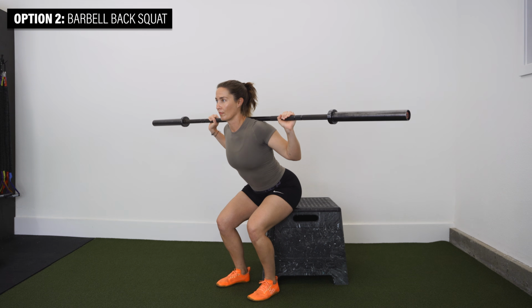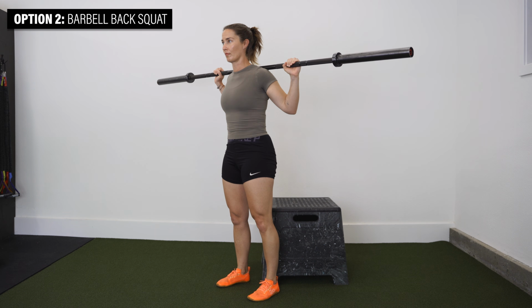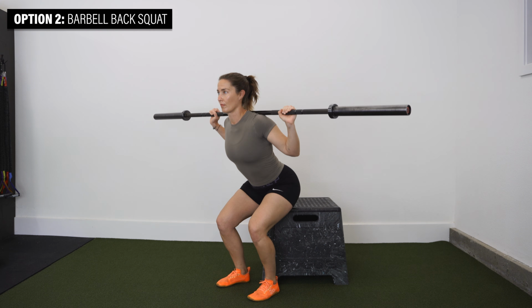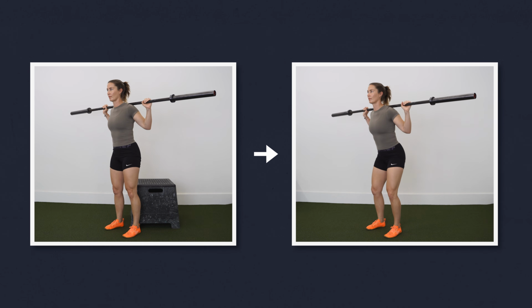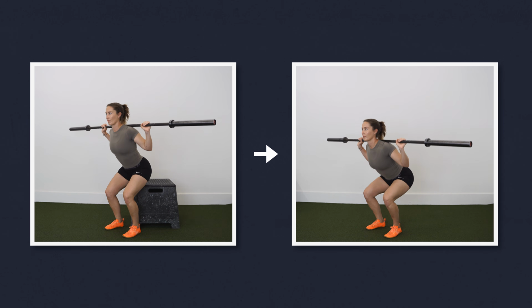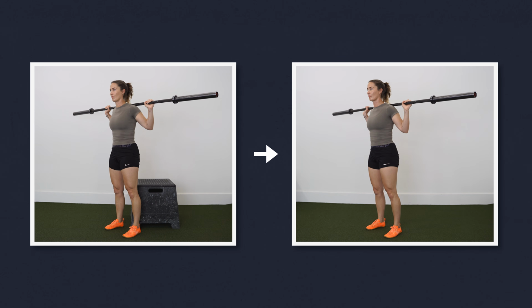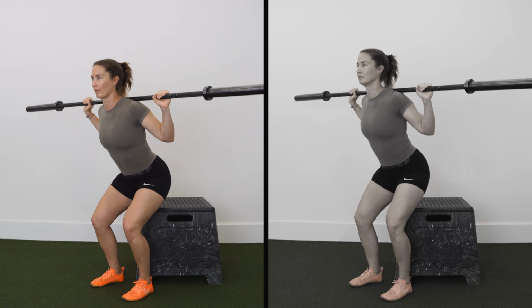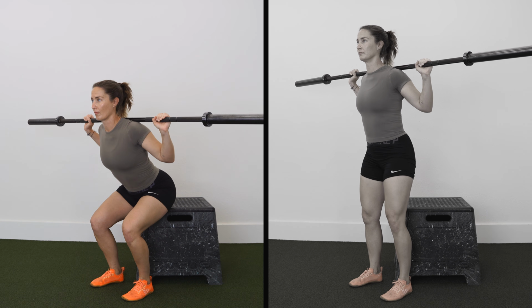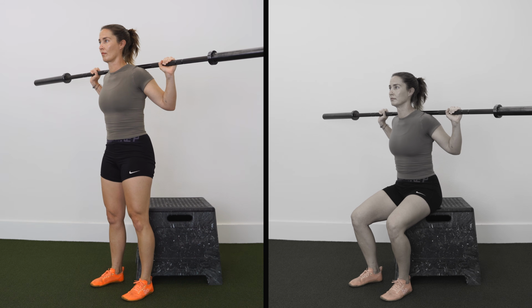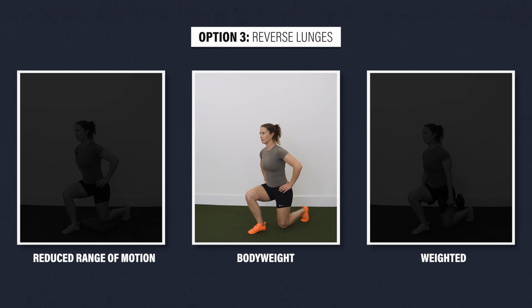Option 2, barbell back squat. Start with a higher box for decreased hip flexion range of motion. As you start to feel better, gradually increase the depth by using a smaller box or taking the box away. If you do use a box, try to just tap it and stand back up as opposed to sitting down all the way.